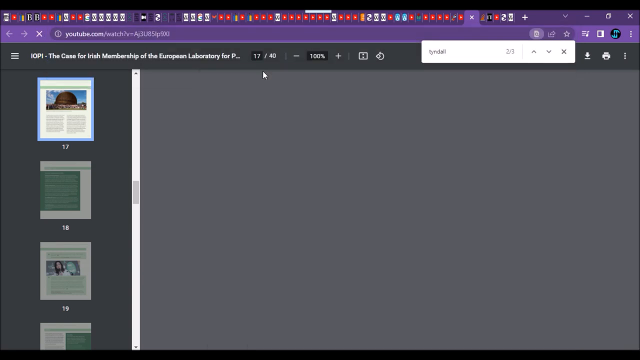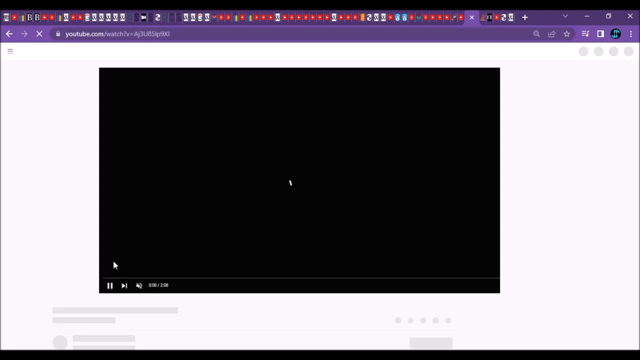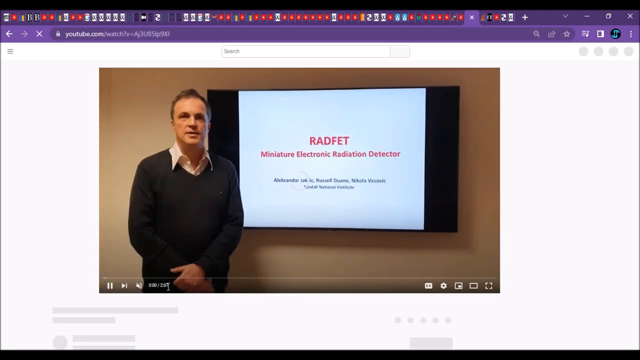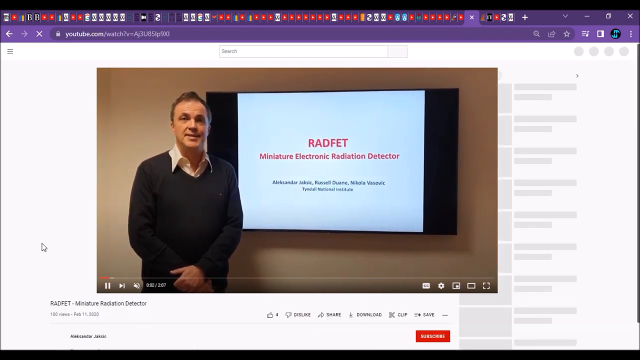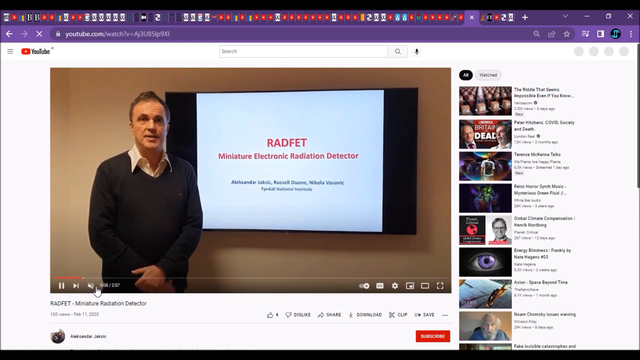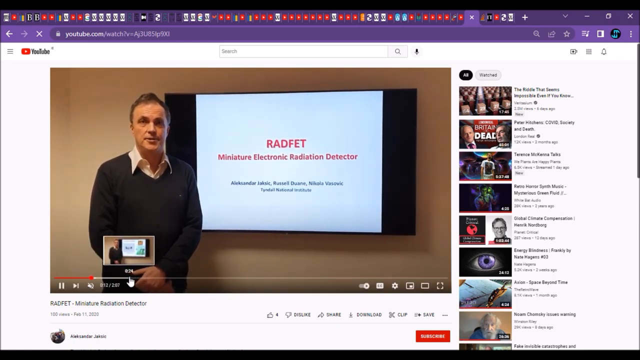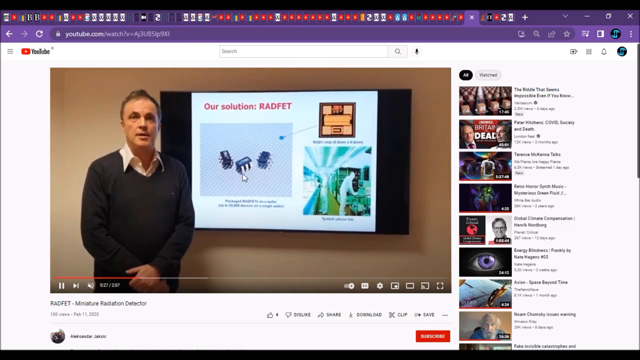RadFET miniature detector, that was it. This detector was made by a scientist working at Tyndall. Alexander Jaksic, Russell Duane, and Nikola Vasovic at Tyndall National Institute, in County Cork in Ireland. They were making detectors, and apparently they were able to sell or make over 3,000 of them, RadFETs, for medical devices, but also for use at CERN.